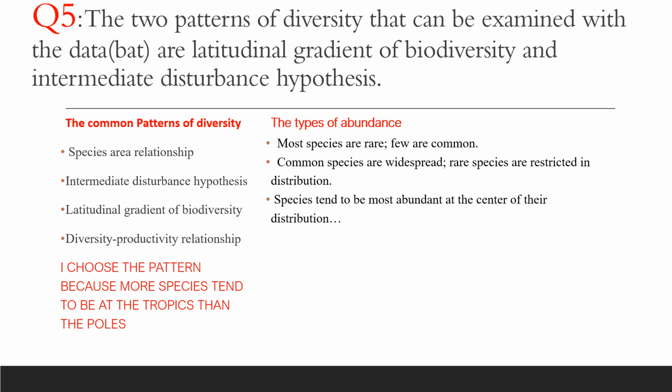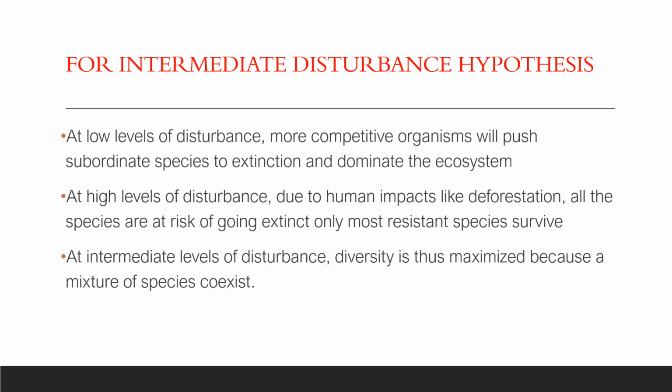For the second pattern of diversity, I would be choosing the intermediate disturbance hypothesis. Here, at low levels of disturbance, more competitive organisms push subordinate species to extinction and dominate the ecosystem. At high levels of disturbance, due to human impacts like deforestation, all the species are at risk of going extinct. Only the most resistant species survive. And lastly, at the intermediate levels of disturbance, diversity is maximized because a mixture of species coexists.